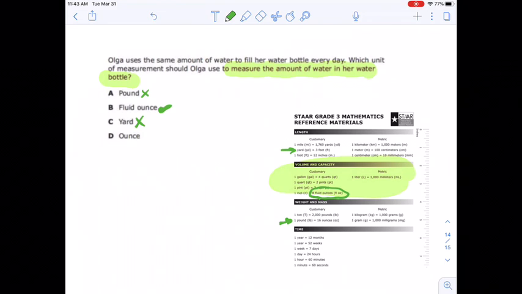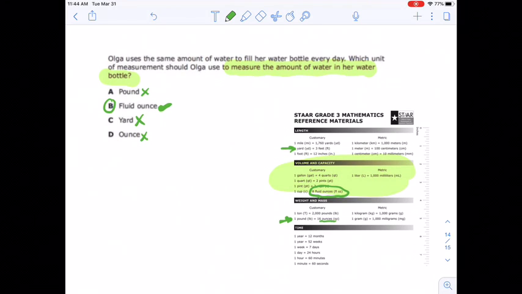How about ounce? Well, where do you see ounce or ounces on your reference chart? Right down here. An ounce measures the weight or mass of something, or how heavy or how light it is. So remember, we talked earlier this week about the difference in fluid ounces being a measurement of how much something will hold, and ounces being the measurement of how heavy or light something is. So an ounce will not tell us how much water will fill her water bottle up, but a fluid ounce would tell us that. Great work this week, guys.